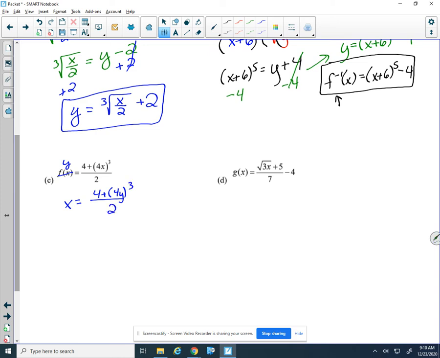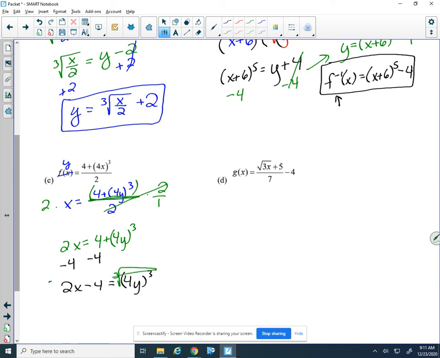Now looking through here, basically this is all in a parentheses because it's in a fraction. So I'm going to get rid of this 2 divided by 2 first, giving me 2x equals 4 plus 4y to the third. 2's canceled. Then I'm going to subtract the 4, giving me 2x minus 4 equals 4y to the third. Next thing I'm going to get rid of is that third, and I'm going to use a cube root. So the cube root of 2x minus 4 equals 4y. And lastly, we're going to divide by 4.